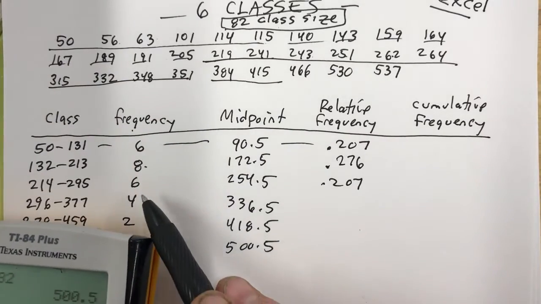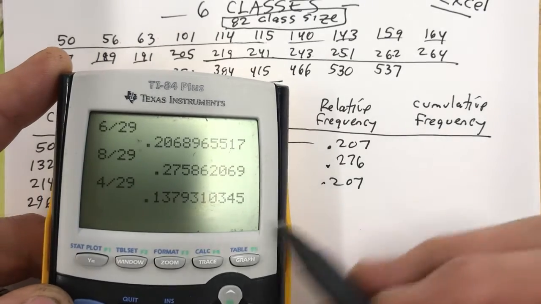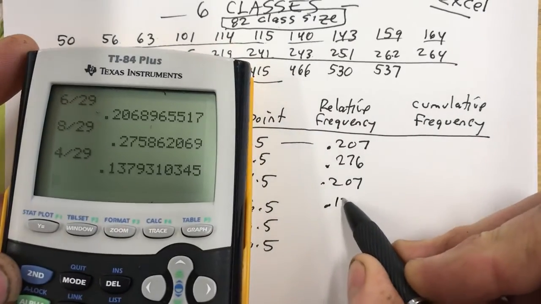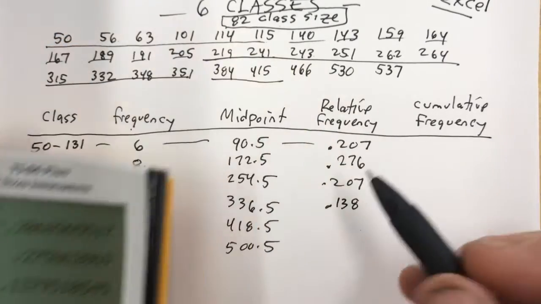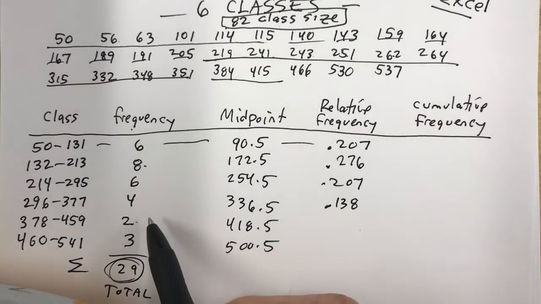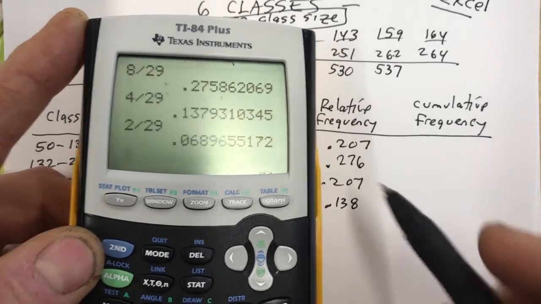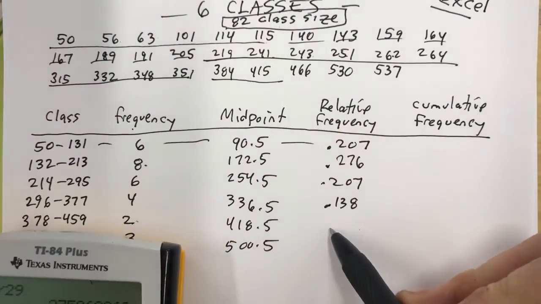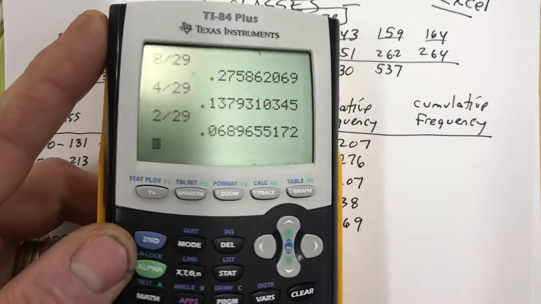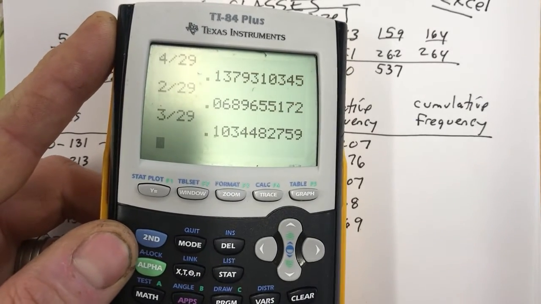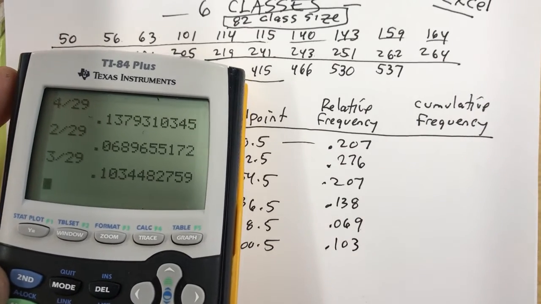Okay. This one has 4, so I do 4 divided by 29, which is 0.138. See, again, this 9 makes the 7 go up to an 8. This one has 2 in a class, so I do 2 divided by 29, which is 0.069. And then I have 3 in this class, so 3 divided by 29. And that's 0.103. All right, and there's all my relative frequencies.